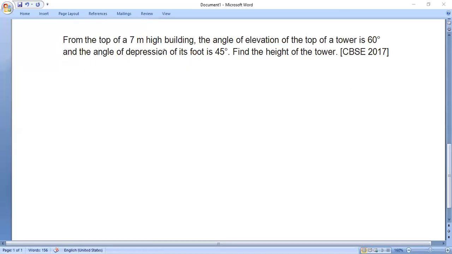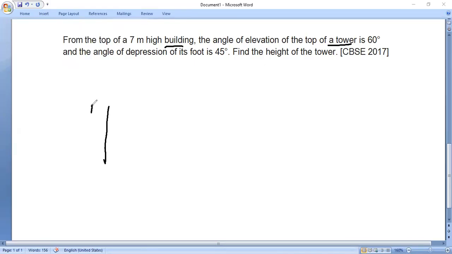From the top of the 7-meter high building, the angle of elevation of the top of the tower is 60 degrees and the angle of depression of its foot is 45 degrees. Find the height of the tower. It's a text-based question only, and the question is given in text. So two buildings are there. One is a building and another one is a tower.